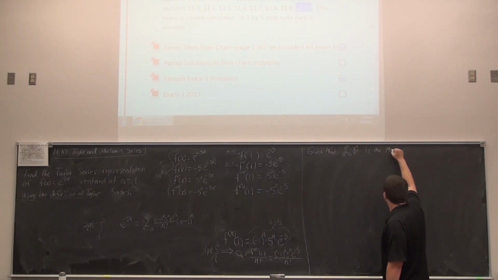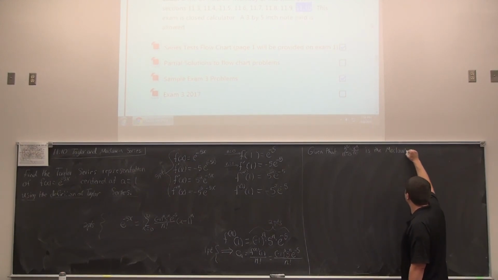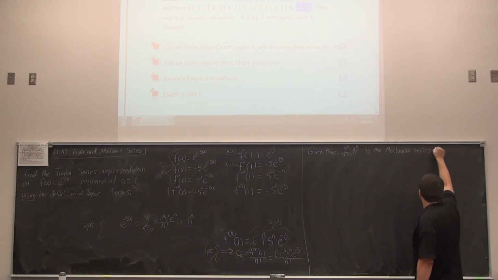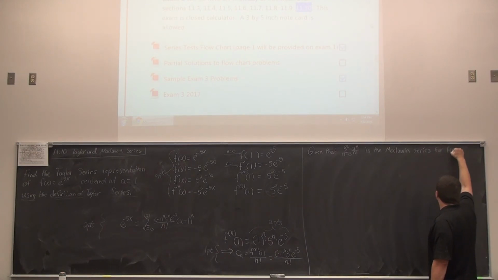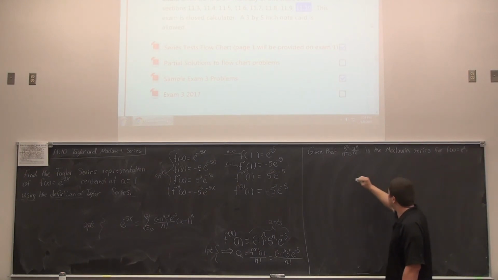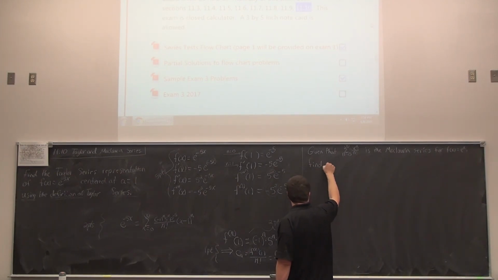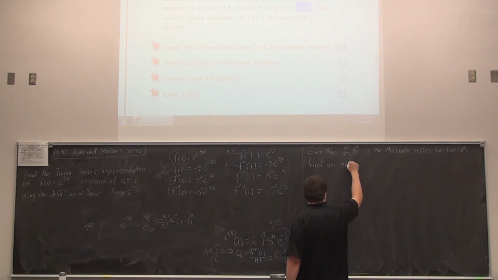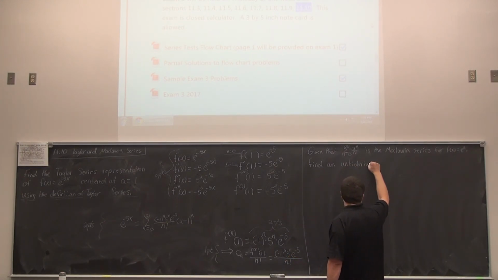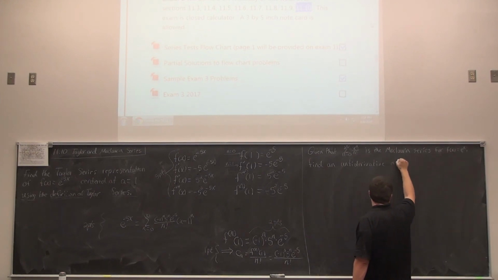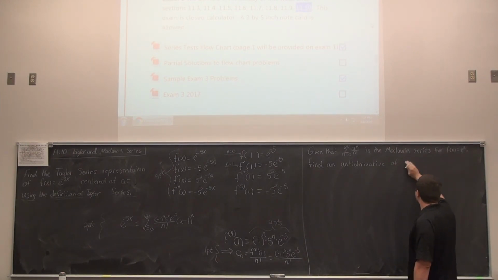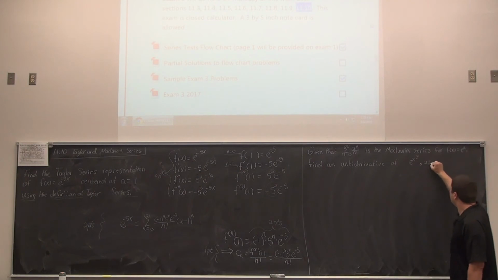is the Maclaurin series of f of x equals e to the x, find an antiderivative of, let's let it be e to the x cubed, using power series.